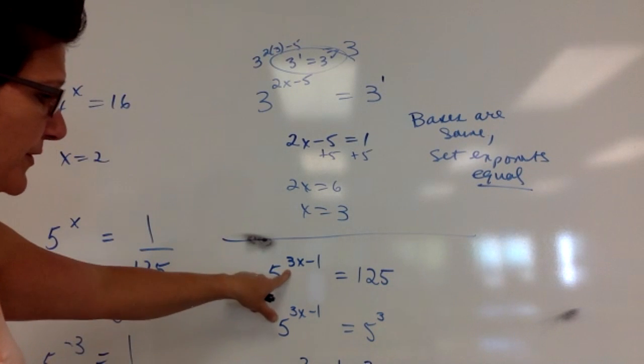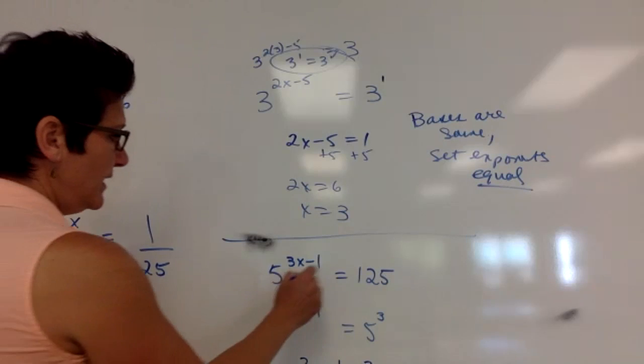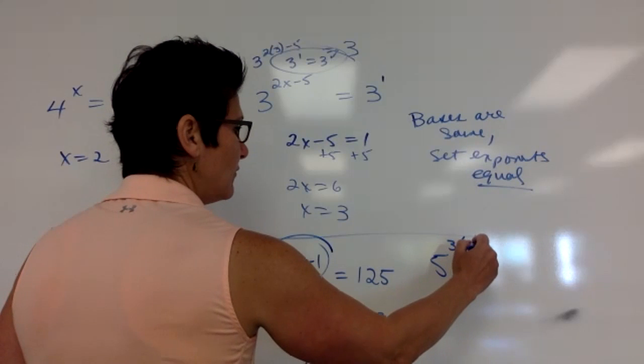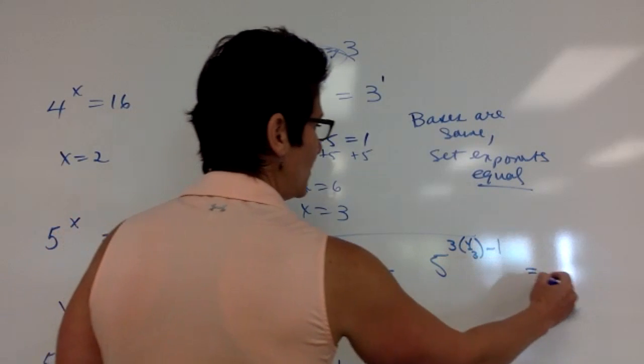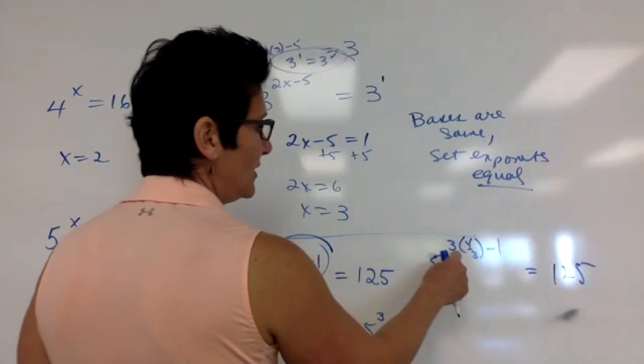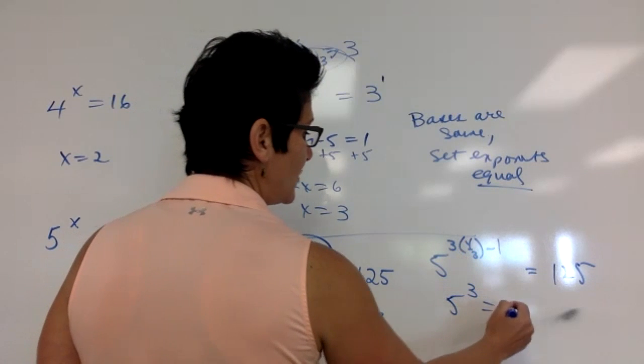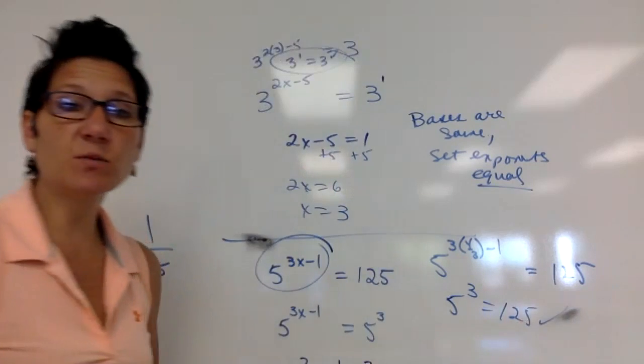If you plug 4 thirds back into this equation, you have 5 to the 3 times 4 thirds minus 1, and that gave you 125. 3 times 4 thirds is 4, 4 minus 1 is 3. You do get 5 cubed equals 125. So it does work out.